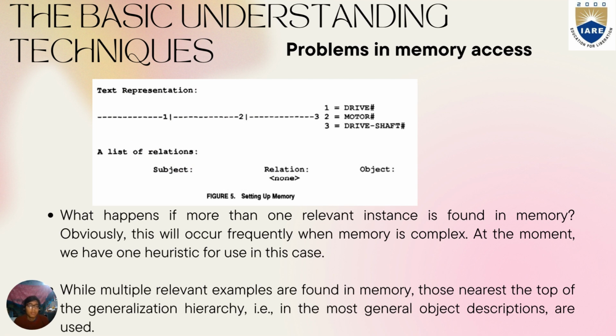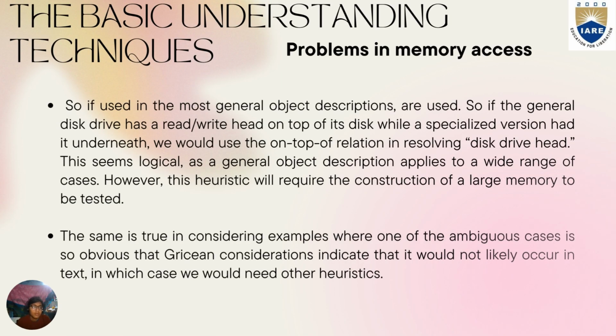What happens if more than one relevant instance is found in memory? Obviously, this will occur frequently when memory is complex. We have one heuristic for use in this case. When multiple relevant examples are found in memory, those nearest the top of the generalization hierarchy, that is, in the most general object descriptions, are used.